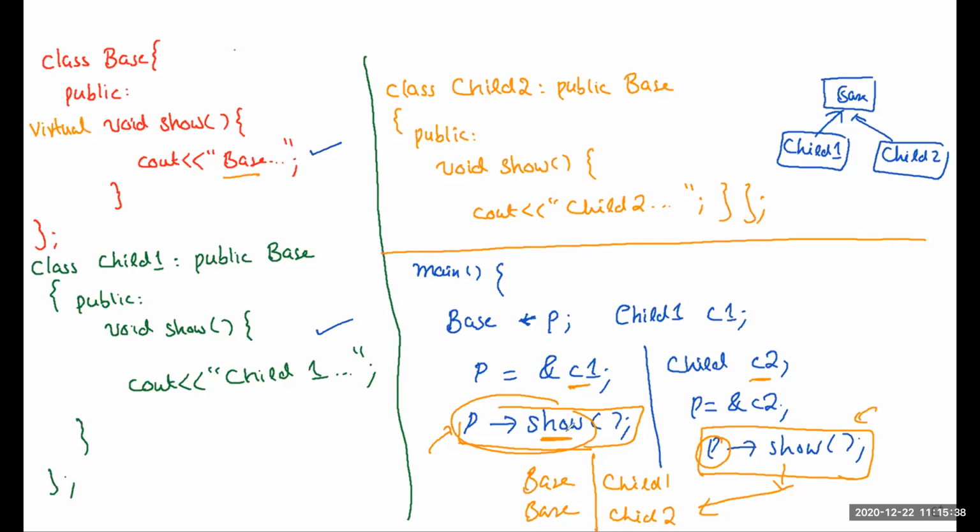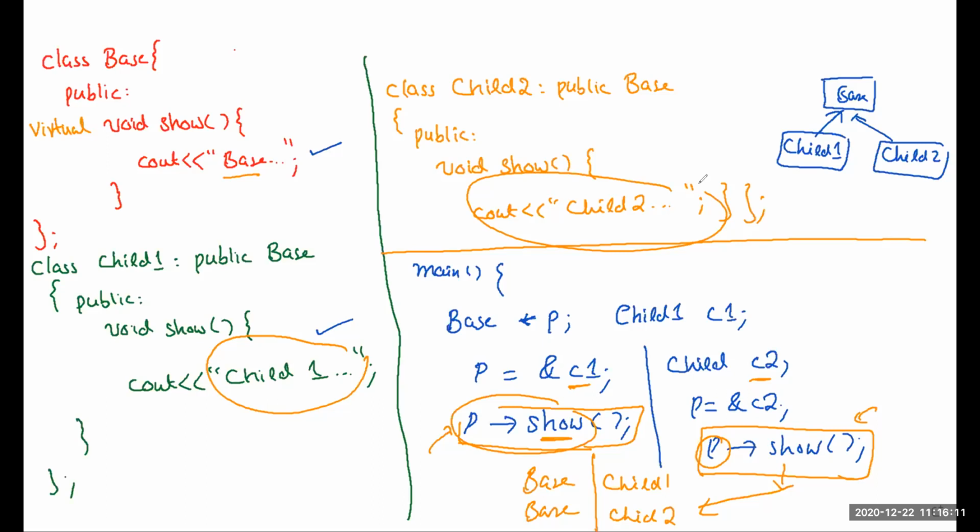Now, when you write P arrow show, your program will not see the data type of P, it will see the contents of P. If P is having the address of C1, it will call the show function of C1. If P is having the address of C2, it will call the show function of C2. Right? It is a lot of information, I understand, but I'll repeat it many times. Don't worry, I'll write the complete program. Let me give you a summary and then write the program, and then I'll repeat it with many more examples. So the new thing we have seen here is a virtual function.